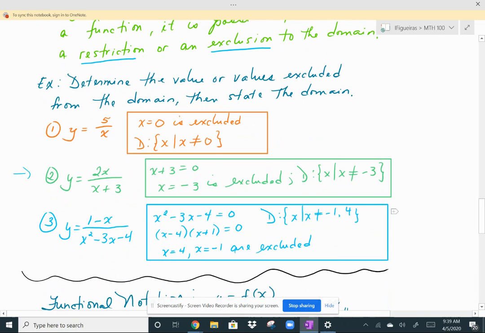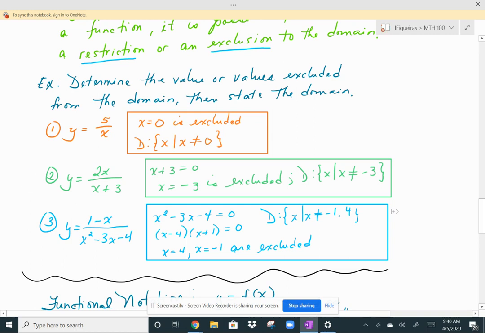All right, now let's look at number 2. We have y equals 2x over x plus 3. Remember, our concern is the denominator, not the numerator. So I take the denominator and I set it equal to 0, as you see here. And when you solve it, you get x equal to negative 3. Negative 3 is the value that is excluded from the domain, because when x is negative 3, if you plug it into the equation right here, you get 0 in the denominator.